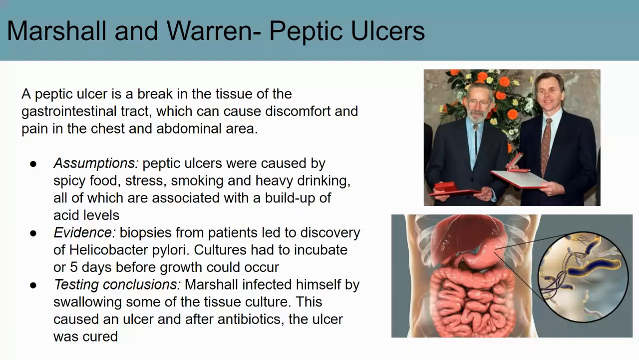So 5 days is quite long to see growth, and it was almost by mistake that they took those 5 days before they checked it. And in fact, Marshall did what is not common and kind of out of the ordinary, and it's mainly based on the fact that we don't test on humans. But in fact, he infected himself with that tissue culture, and this caused an ulcer. But by taking the antibiotics, the ulcer was cured. So he tested on himself to help prove what he thought.